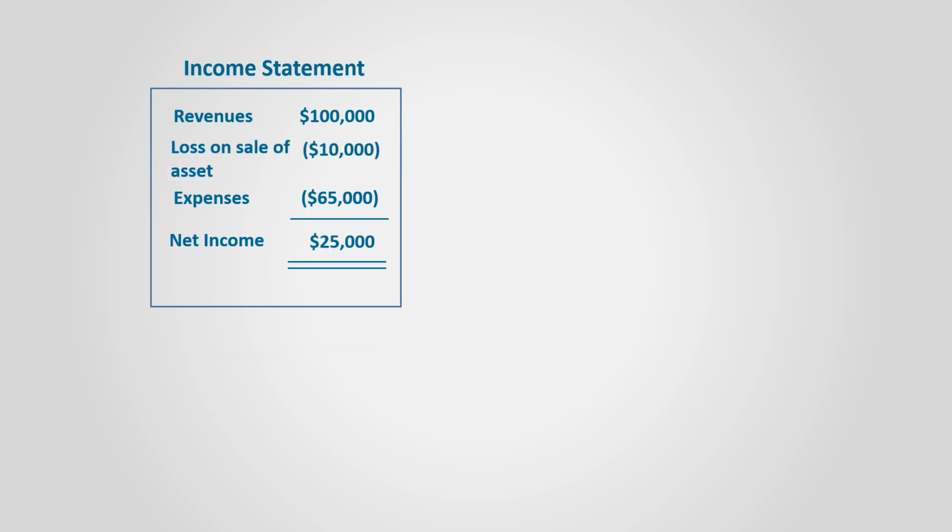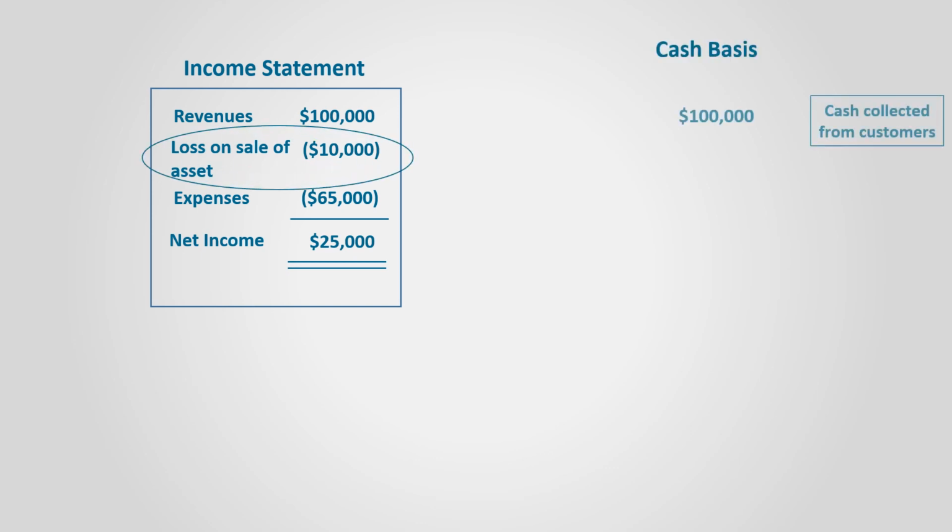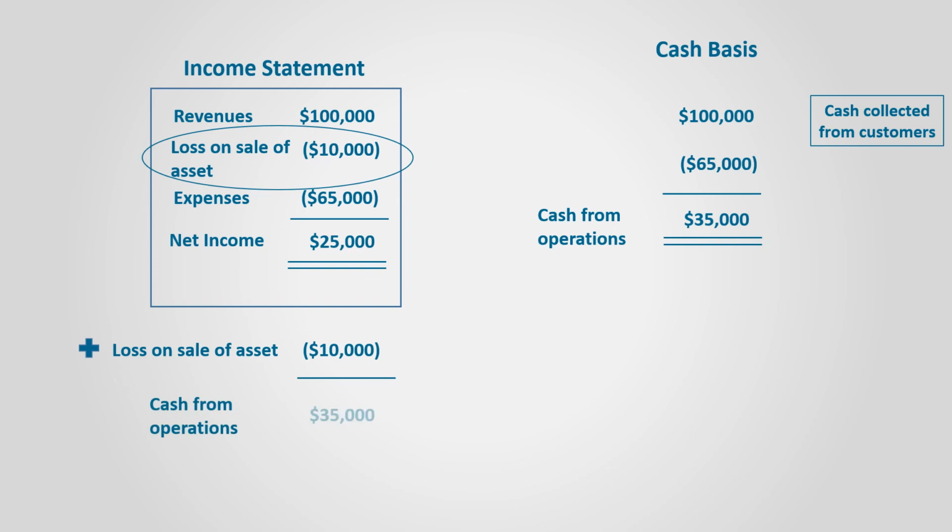The same applies if the sale of an asset resulted in a loss. The loss is subtracted when calculating net income according to the accrual basis. However, it is not considered as an operating activity. Accordingly, it will be excluded by adding it back, as it is going to be included in the investing activities. This avoids double counting it.